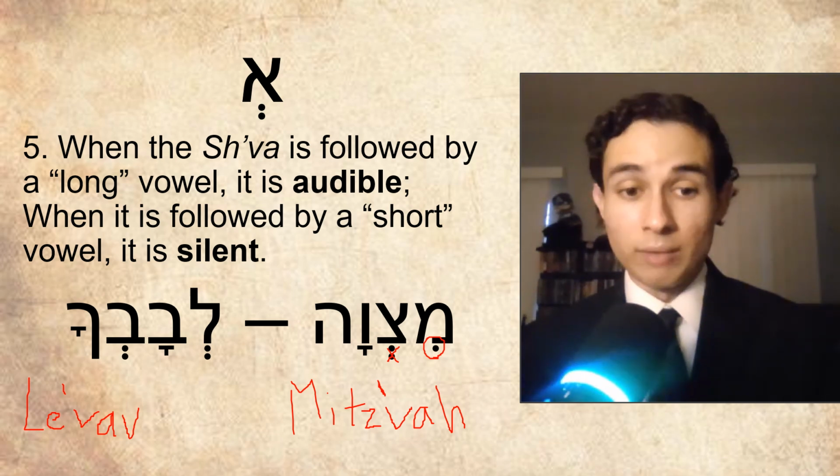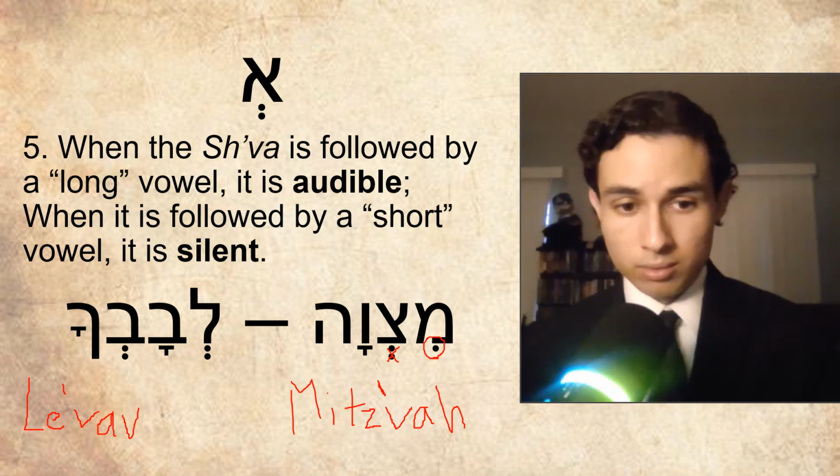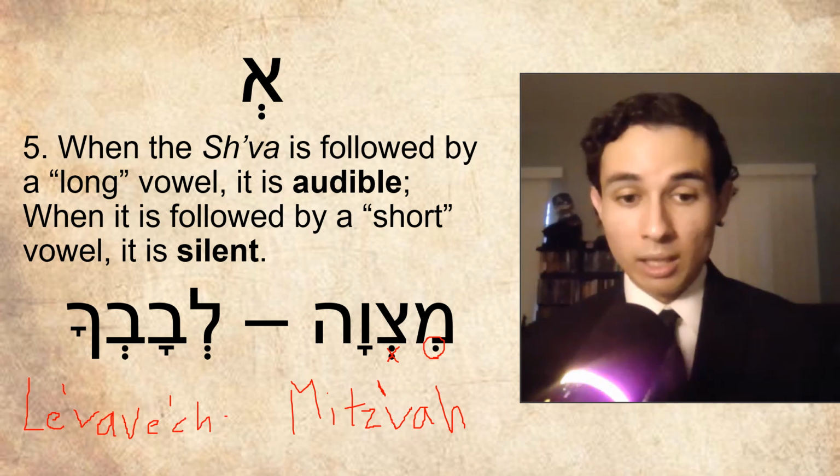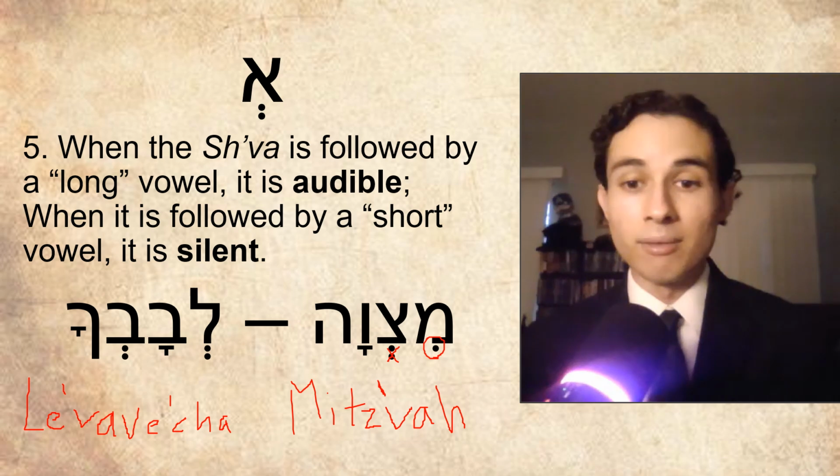Well, look at the vowel that precedes it. It is a long vowel. A kamatz is a long vowel. So that means it's audible. So both shva in this word they're both audible, so I can just put a little e and an apostrophe and finish off the word. Levavecha, levavecha, levavecha.